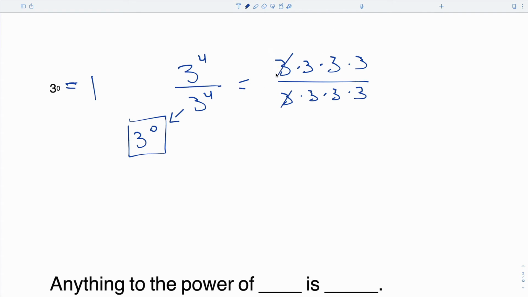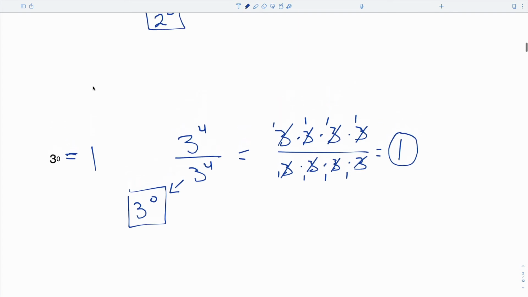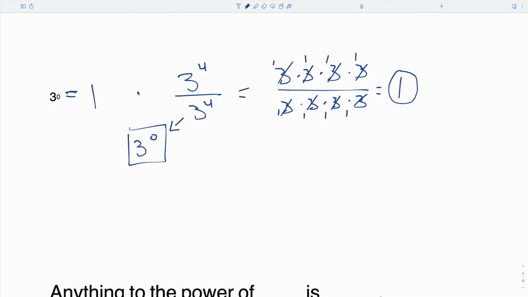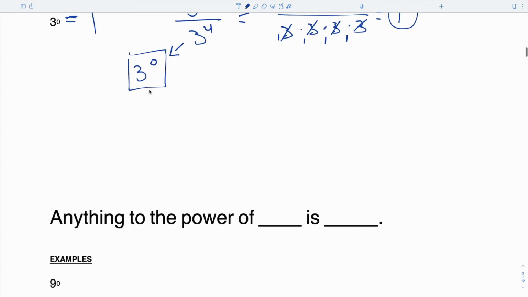Cross out one 3 with another 3. They cancel and turn into 1. 3 and 3 turn into a 1. I have just proven to you, despite the angry glares and shouts I got the first time I threw up 3 to the 0 is 1, or 2 to the 0 is 1, that it actually is logical and makes sense. So here's the deal.